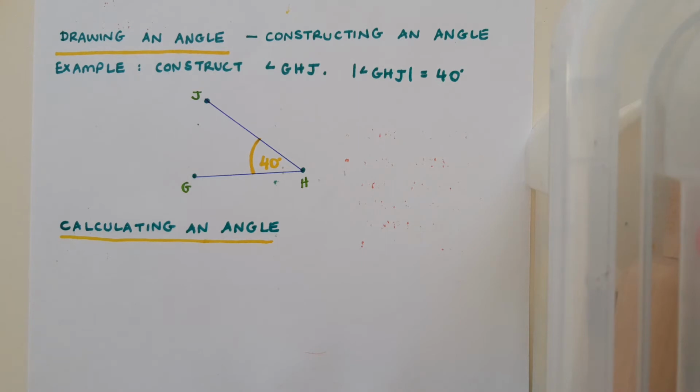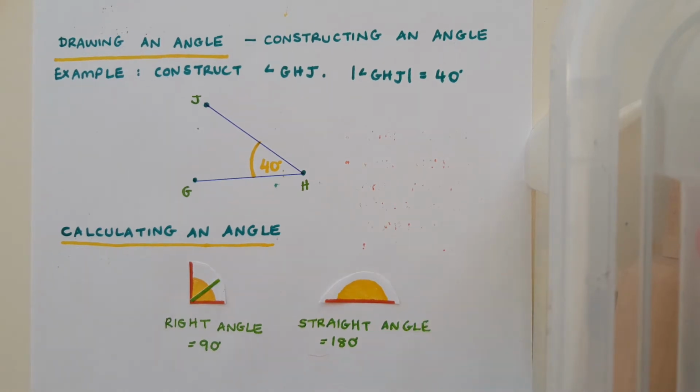Next, let's have a look at calculating an angle. Sometimes I'll be required to figure out how big an angle is without using a protractor. Before we begin to do some examples of this type of question, let's just remind ourselves first of all that a right angle has 90 degrees and that a straight angle has 180 degrees.